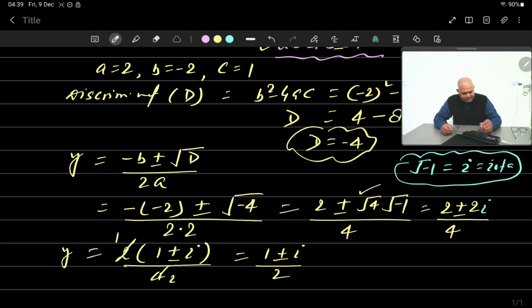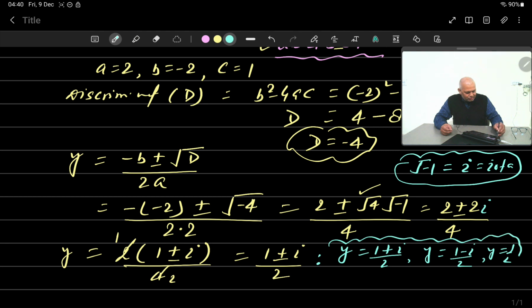So my dear friends, you have two solutions once again here. y becomes 1 plus iota divided by 2, and y becomes 1 minus iota divided by 2. And the other solution is y equals half. So you see here you have three solutions. One is real and the others are imaginary solutions. But we have only three possible values of y for this equation. This means that this equation has degree 3.